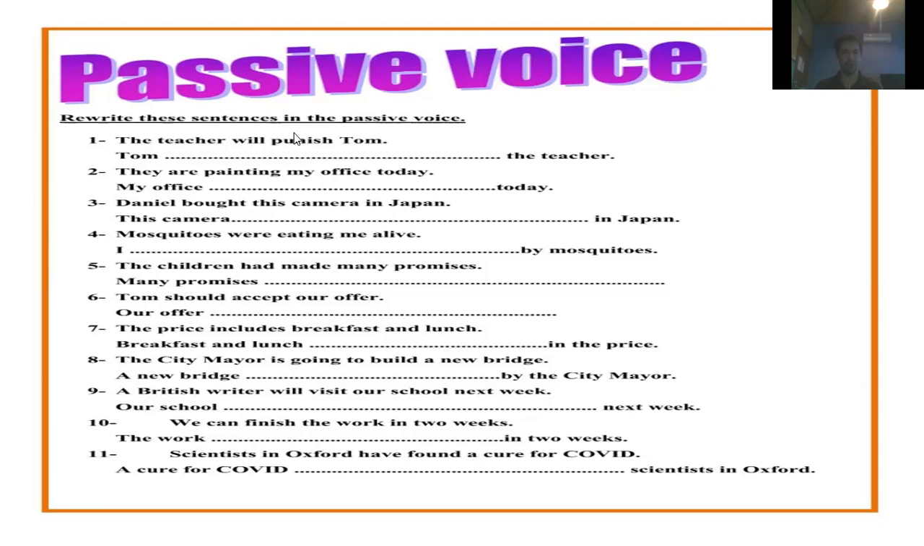So the teacher will punish Tom. Okay, so let's do it now in a passive voice. Tom will be punished by the teacher. Okay.